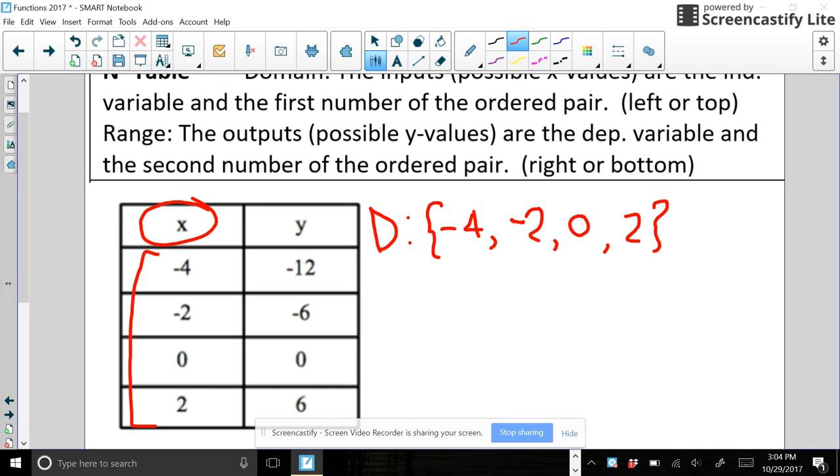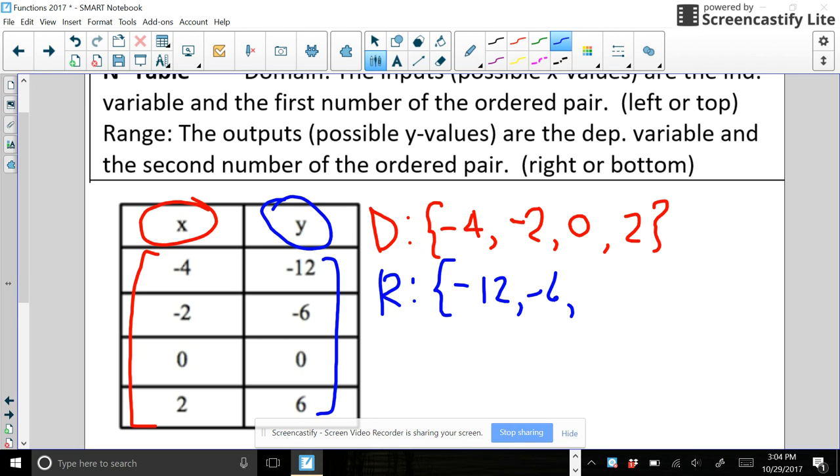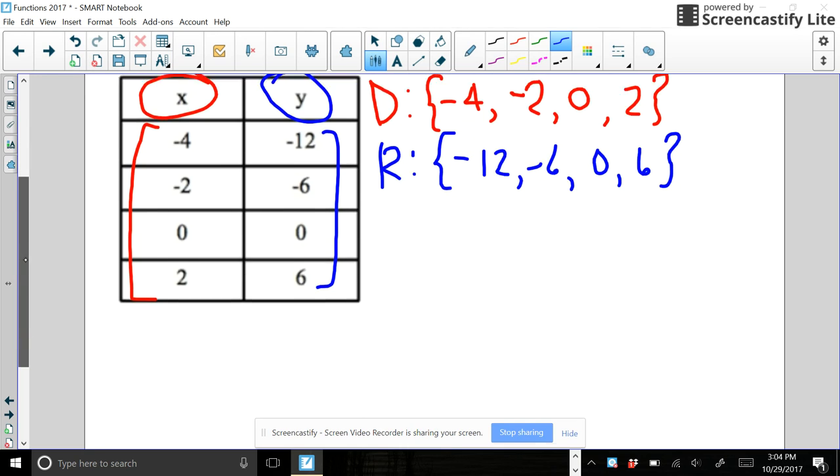The range values are the outputs, all the possible Y values. We know that's the dependent variable, and it's going to be the second number of the ordered pair. So our range of this relation is going to be all of the numbers that we see listed here in order from least to greatest, not writing any repeats. So we have -12, -6, 0, and 6. Simple as that.